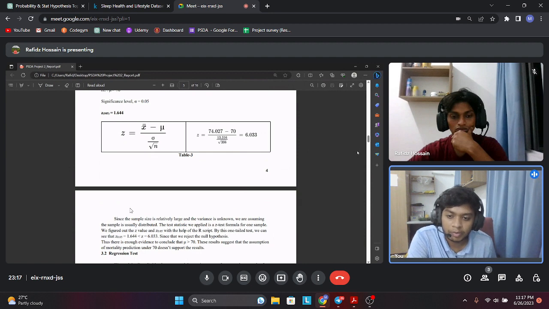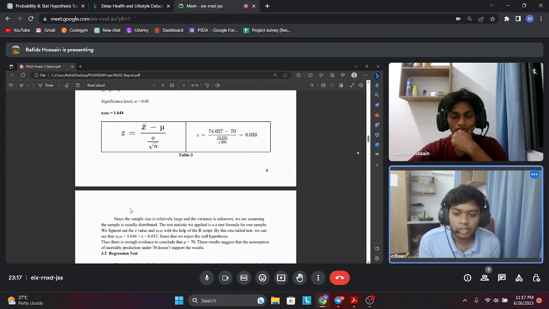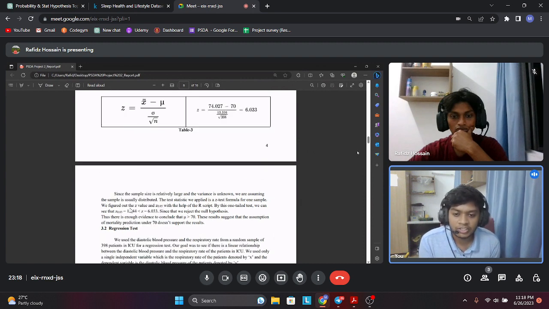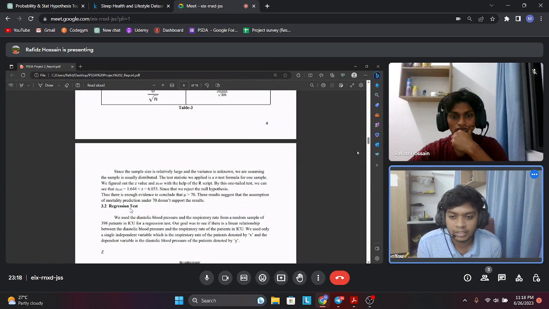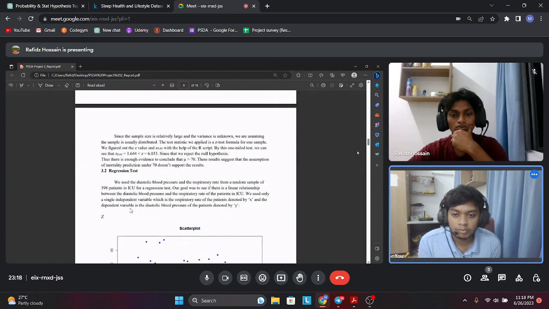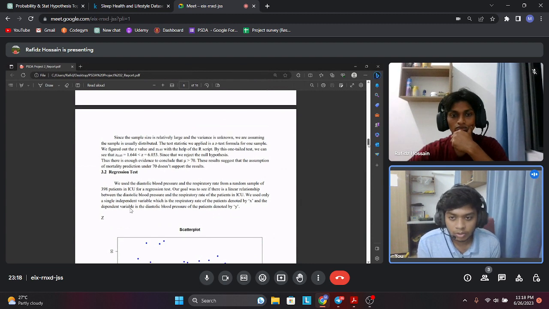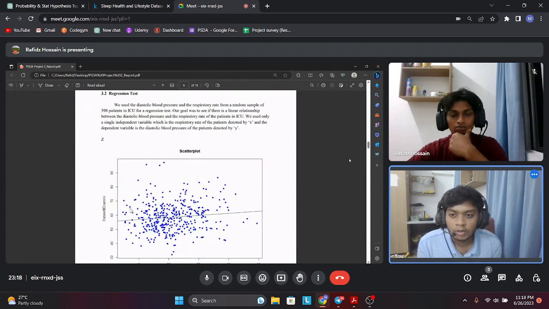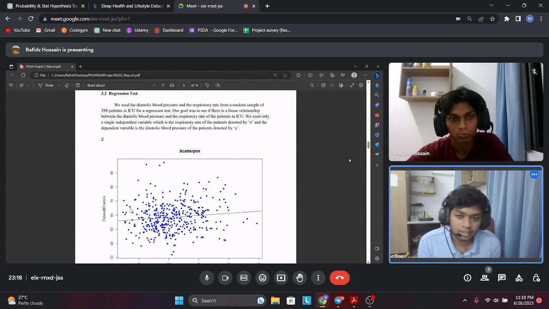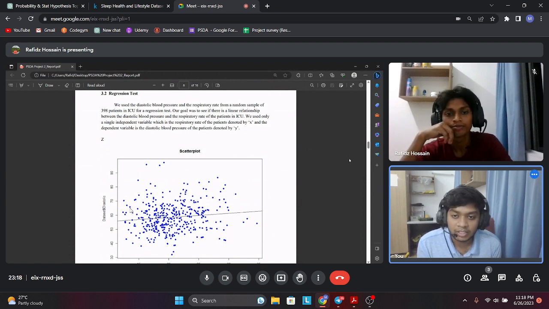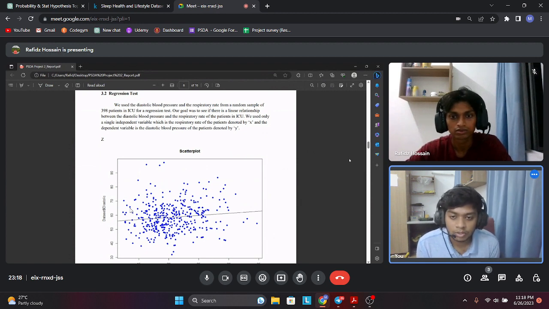For 0.05 we get about 1.64, but here we get a z value of 6.033. So we can reject the null hypothesis, and there is evidence to conclude that mu is greater than 70. Can you scroll for the regression test? As we said, for a scatter plot, we use the diastolic blood pressure and the respiratory rate from the random sample of 398 ICU patients for our regression test.